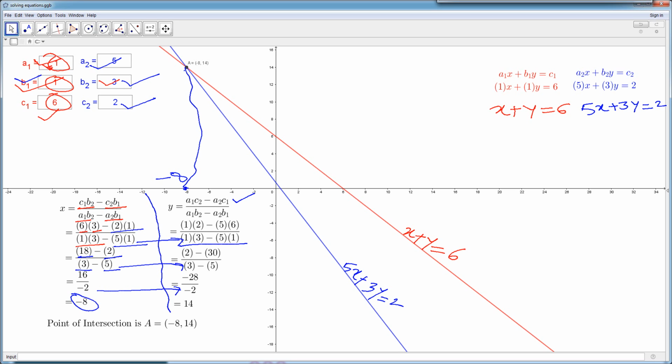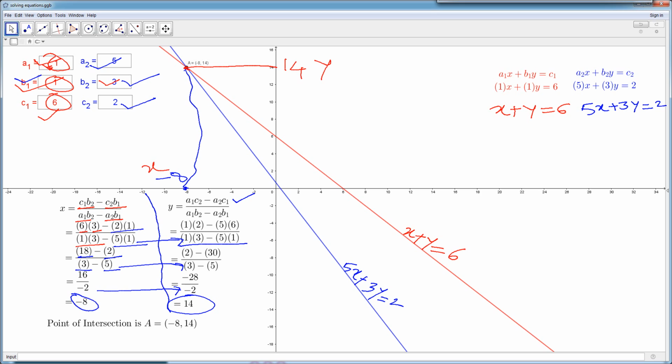Just calculate the numerator part by substituting the values of A1 C2 A2 C1. That is 1 into 2 minus 5 into 6. That comes as 2 minus 30, which is minus 28 upon minus 2, and that equals 14. So if you drop a perpendicular line here, that will be 14. This is the value of y and this is the value of x. X is equal to minus 8 and y is equal to 14. This is the intersection point A, which has coordinates minus 8 and 14.